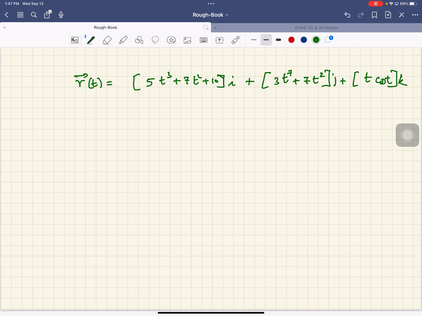All right, so there's a motion, and that's described to you. If you wanted to calculate the velocity at any time, you take the time derivative of the position vector.